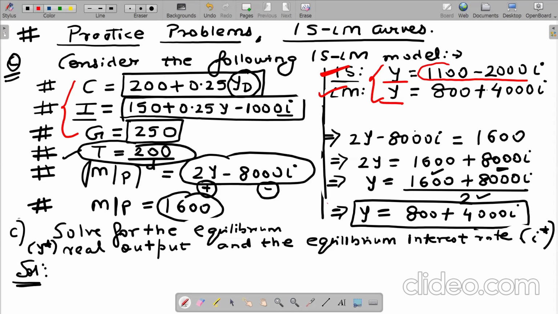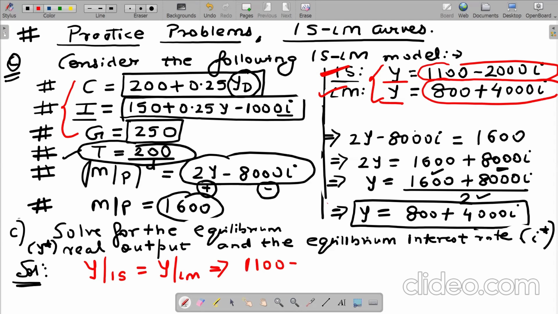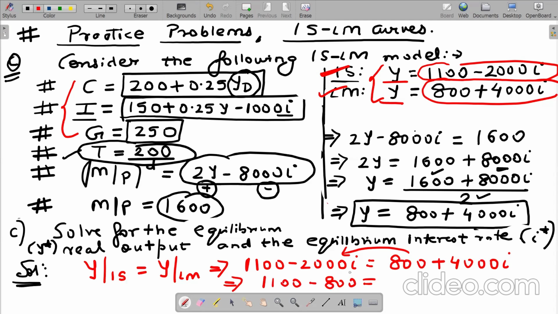The Y from the IS should exactly be equal to the Y from the LM. So I can write output from the IS should exactly be equal to output from the LM, which implies, what is my output equation from the IS? 1100 minus 2000i. What is my output equation from the LM? 800 plus 4000i. Let's solve this. I take 800 to this side, 1100 minus 800, and I take minus 2000i to this side, so 4000i plus 2000i.